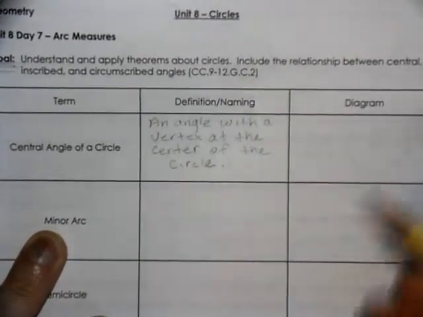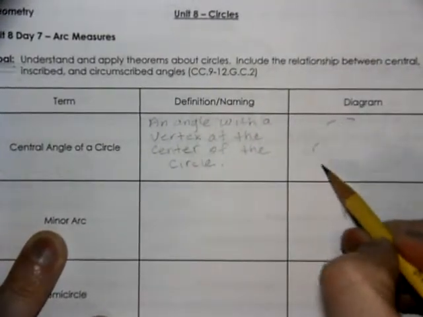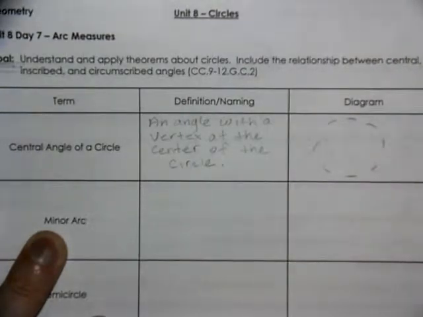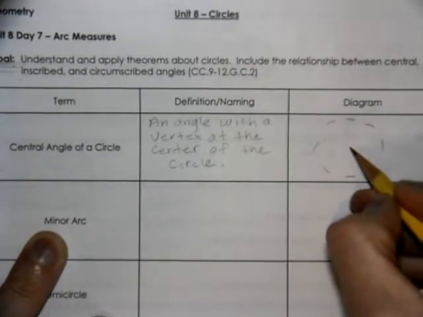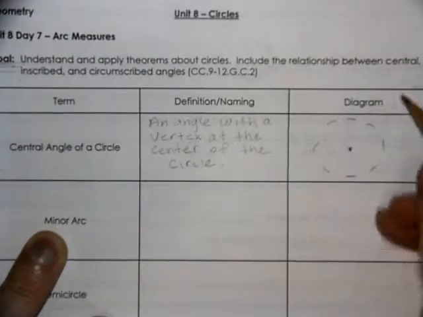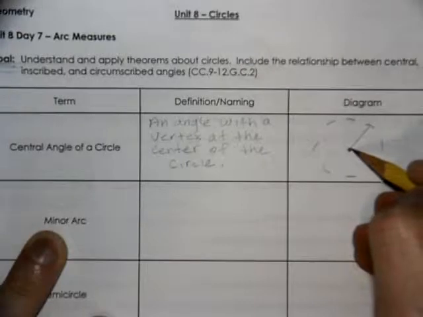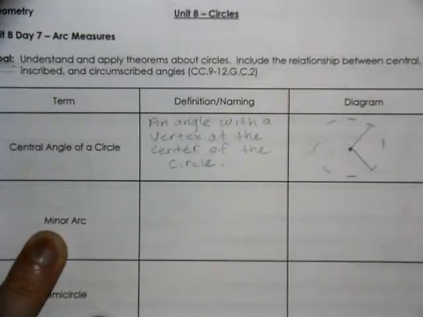So a diagram looking figure of this, I make the circle dashed just because it's not the main focus of this diagram. The central angle has a vertex at the center and then opens up to the circle.